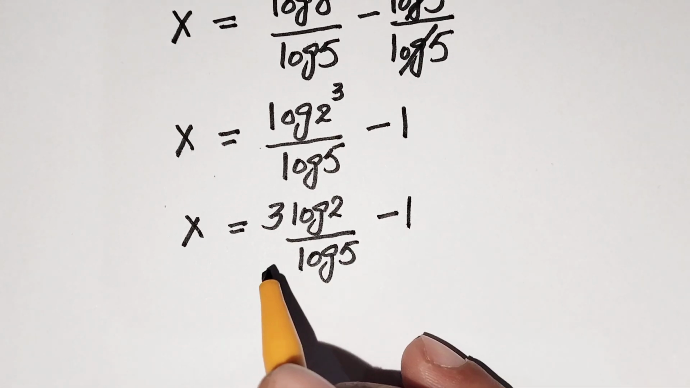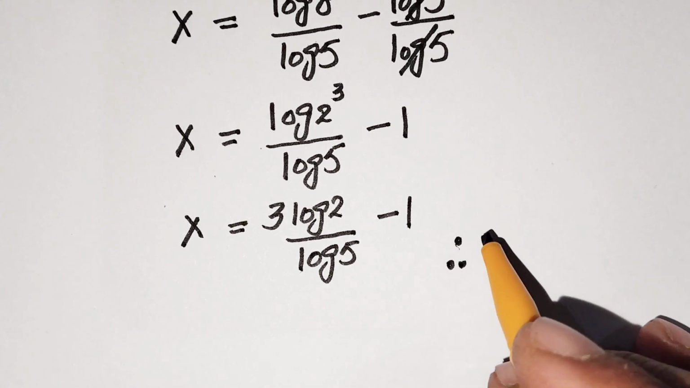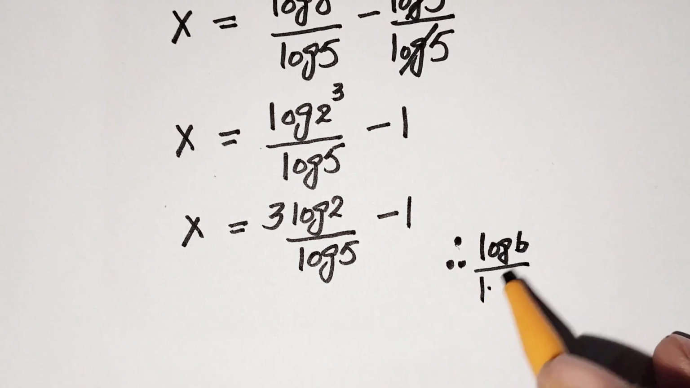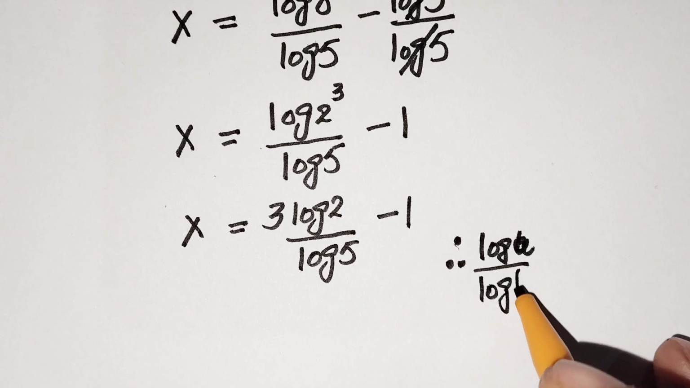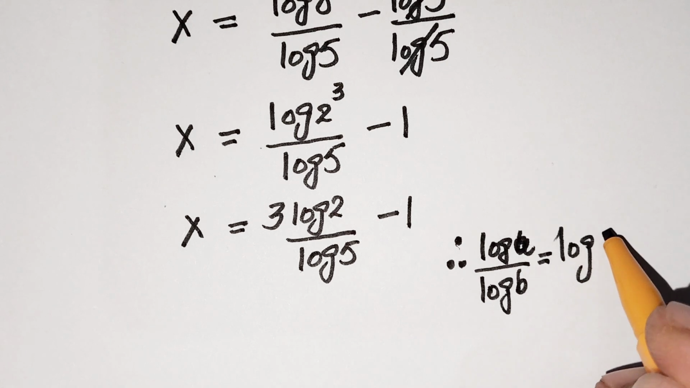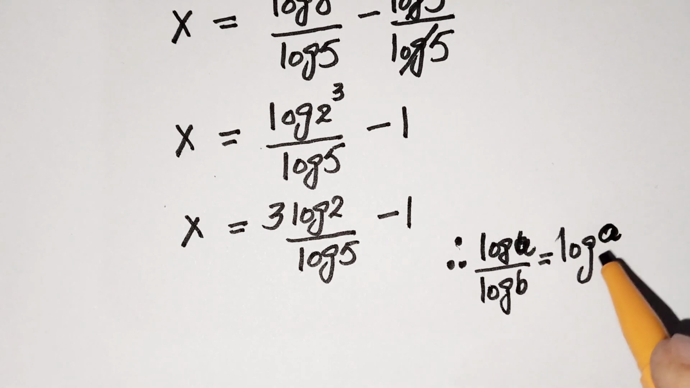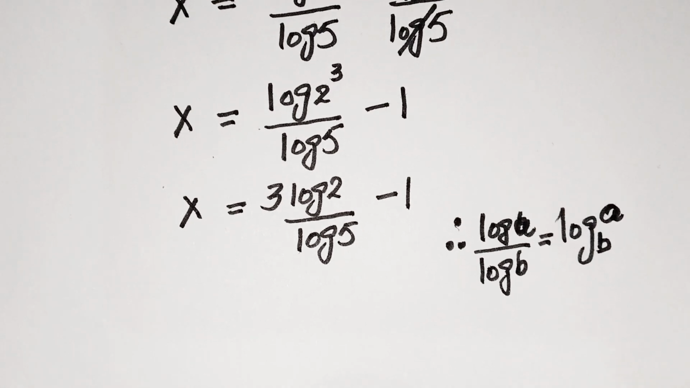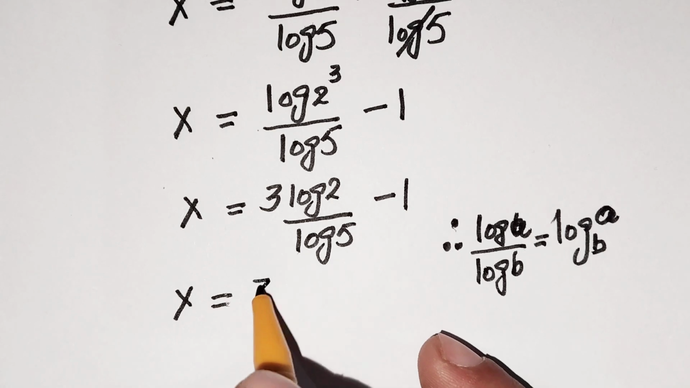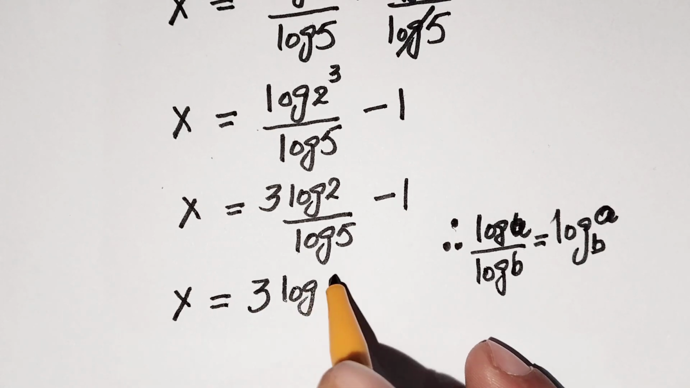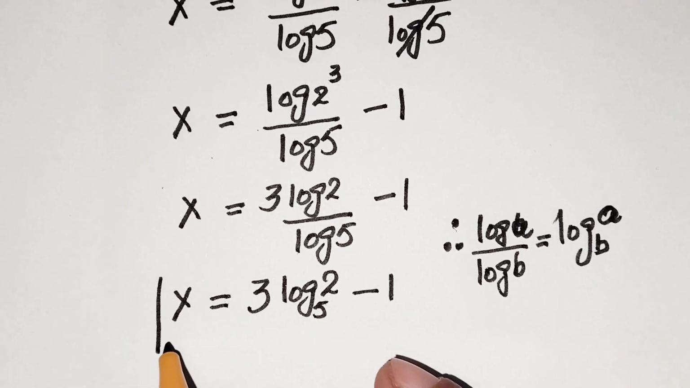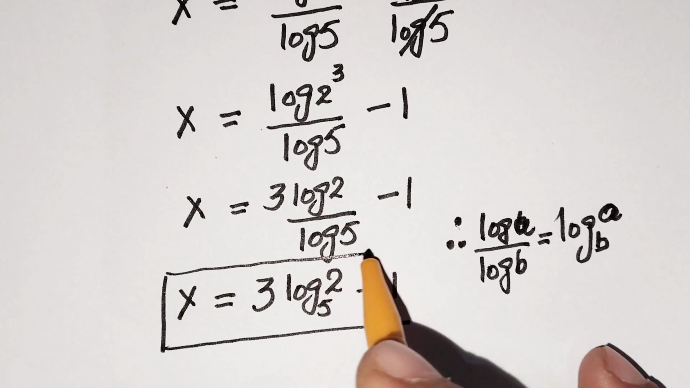As we know by the law, if we have log a over log b, then we can write it as log a with base b. So we can write x is equal to 3 log 2 with base 5 minus 1. So it is the value of x, which is our required value.